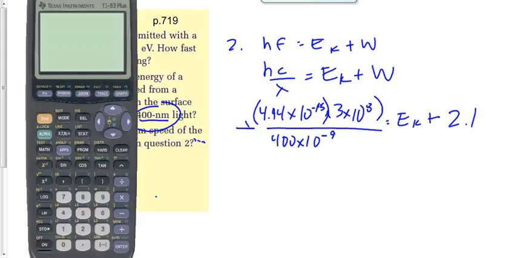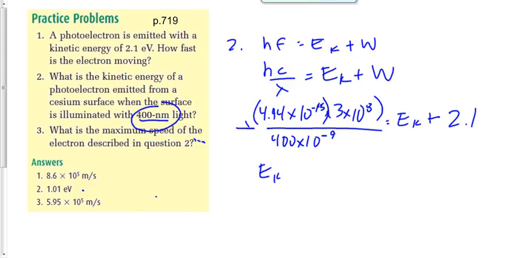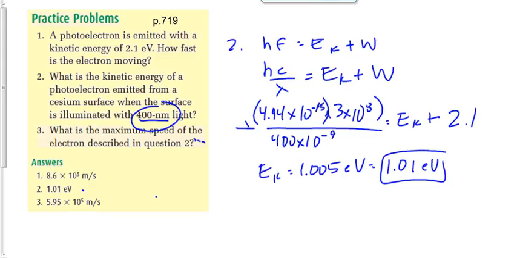So let's say 4.14 times 10 to the minus 15 times 3 times 10 to the 8 divided by 400 times 10 to the minus 9. We get 3.105. Let's subtract 2.1 from that, and we end up getting 1.005, or EK max is equal to 1.01 electron volts. There we go. That's the answer in the book.